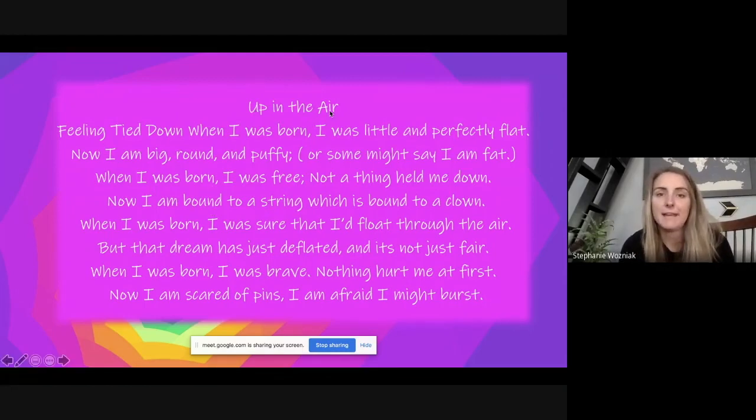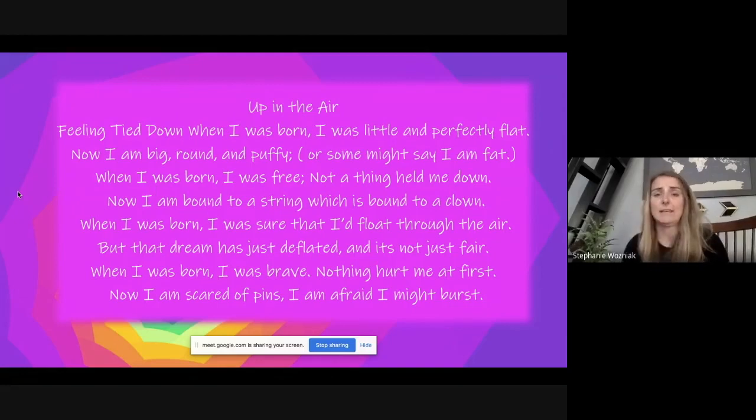It's called Up in the Air. Feeling tied down when I was born, I was little and perfectly flat. Now I am big, round, and puffy, or some might say I am fat. When I was born, I was free. Not a thing held me down. Now I am bound to a string which is bound to a clown. When I was born, I was sure that I'd float through the air, but that dream has just deflated and it's not just fair. When I was born, I was brave. Nothing hurt me at first. Now I am scared of pins. I am afraid I might burst.